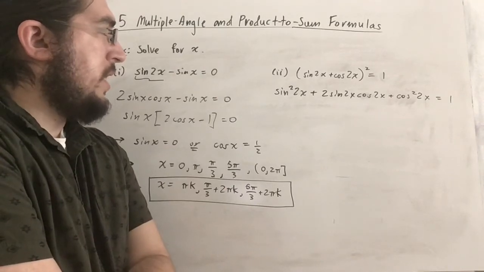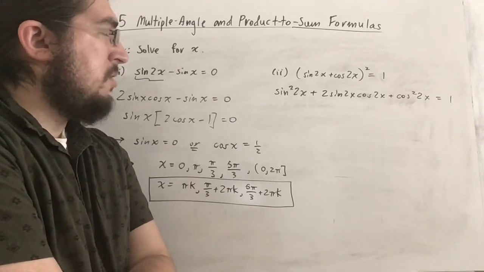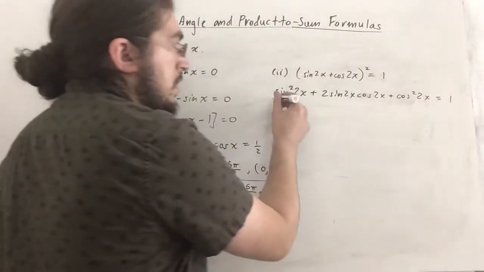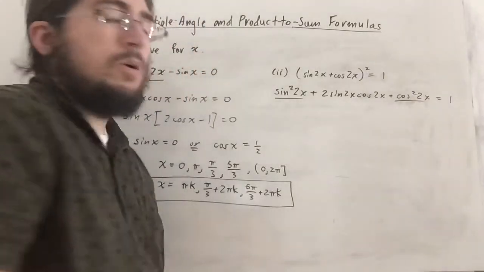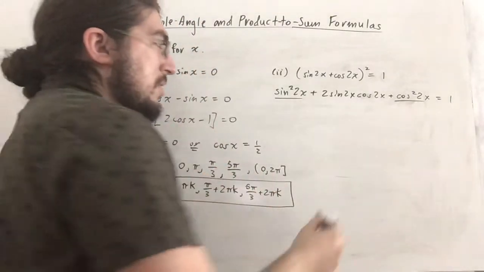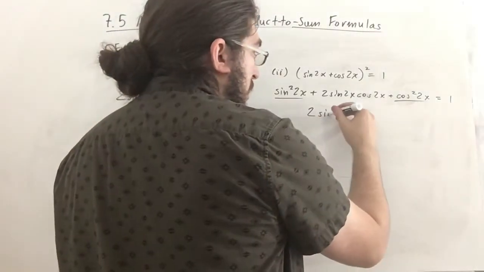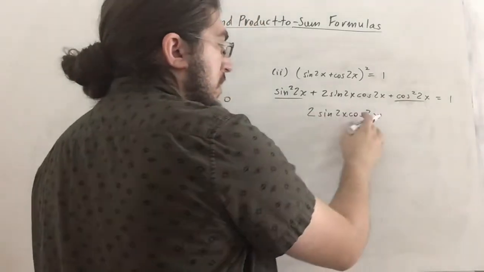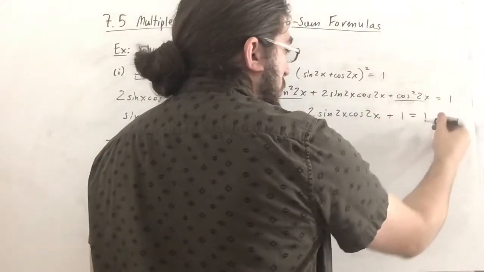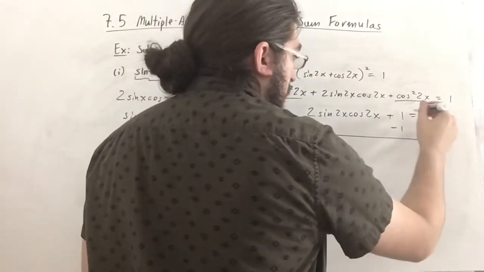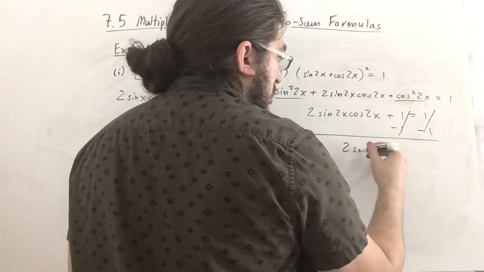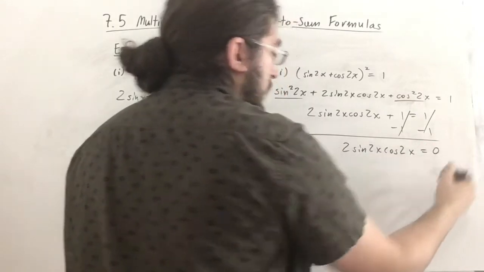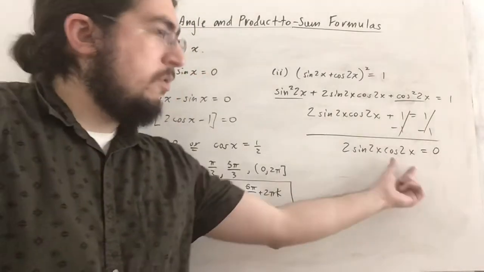This seems a little tricky. I mean, something that we can definitely do is, oh, look at this. What's sine squared plus cosine squared? Sine squared plus cosine squared is 1, so this becomes 2 sine 2x cosine 2x plus 1 equals 1. So if you subtract 1 from both sides, you just get 2 sine of 2x times cosine of 2x is equal to 0. And now you can just see when sine is 0 and when cosine is 0.